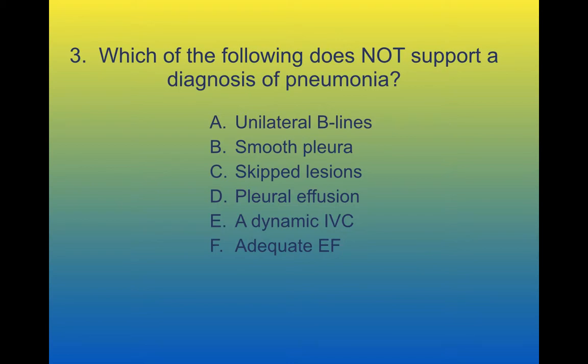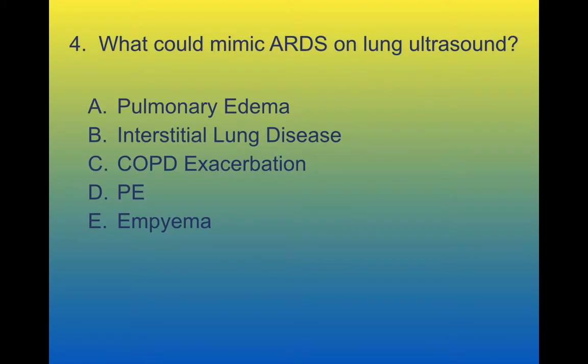So which of the following does not support a diagnosis of pneumonia? Unilateral B lines, smooth pleura, skip lesions, pleural effusion, dynamic IVC, or inadequate EF. So think about that for a second. Which does not support pneumonia? A smooth pleura, right? Smooth pleura is going to be more along the lines of pulmonary edema. All of the other answers here could be associated with pneumonia.